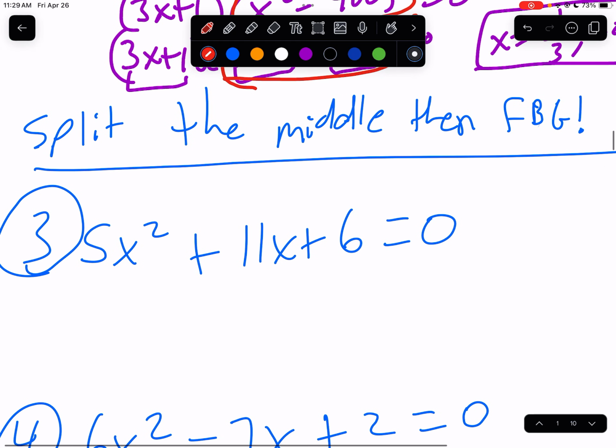All right, so now we're going to take a trinomial, 3 terms, and do factoring by grouping. Well, you might be like, how do I do that?